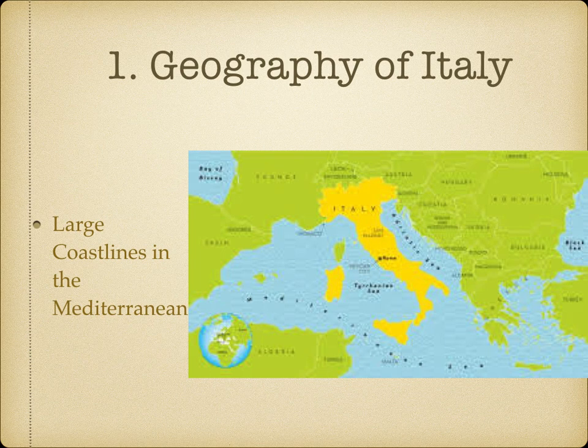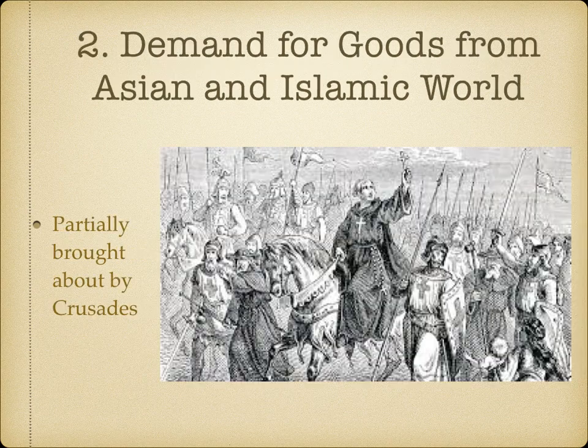Well, first of all, the geography of Italy was great for trade, for seafaring trading. They had large coastlines, as you can see here, with access to the Mediterranean Sea, which allowed them to trade large amounts of products with the rich Islamic merchants of the Middle East. However, the big reason was that there was a demand for products from the Islamic world and items from India and China that could only reach Europe through these Islamic traders in the Middle East.